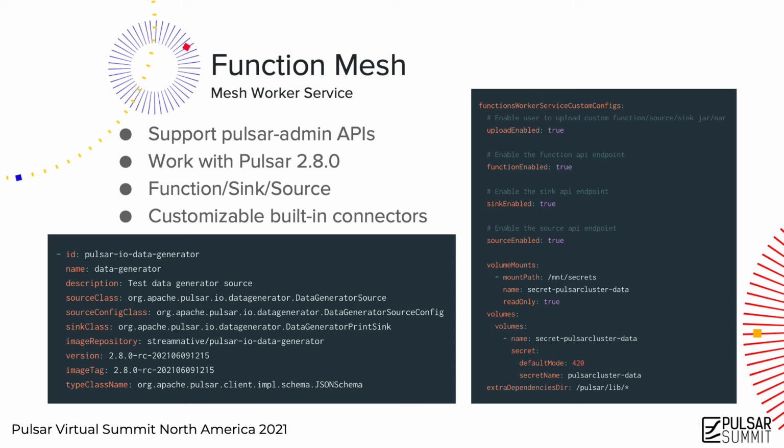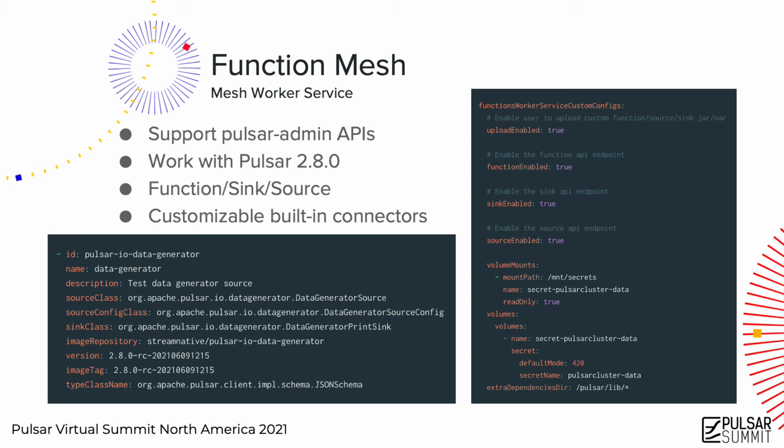Currently, because of some interface limitations, the Mesh Worker Service only works with Pulsar 2.8.0 or a higher version, and it can manage function, sink, and source CRDs. The limitation of the Mesh Worker Service is that we cannot use Pulsar admin to manage mesh CRDs for now. And we also added some useful configs to allow users to customize the worker service.